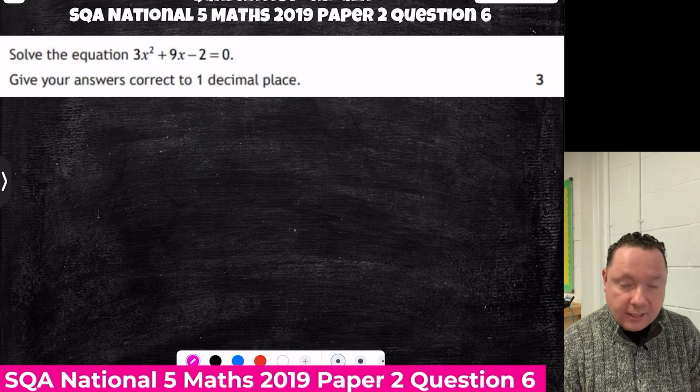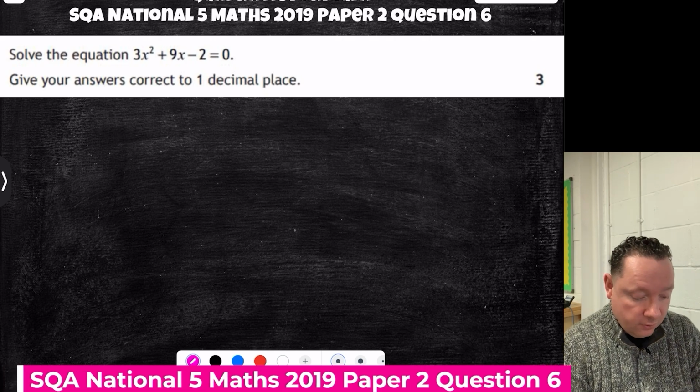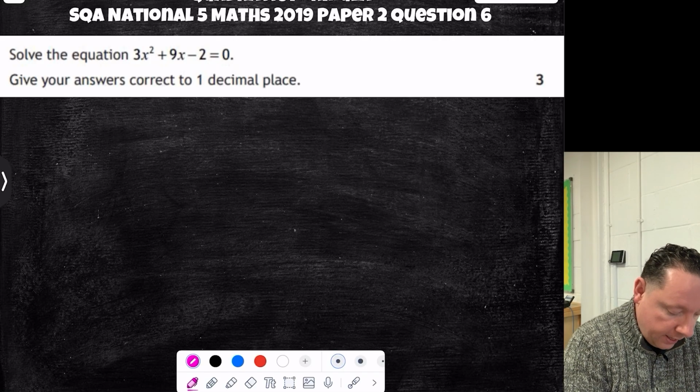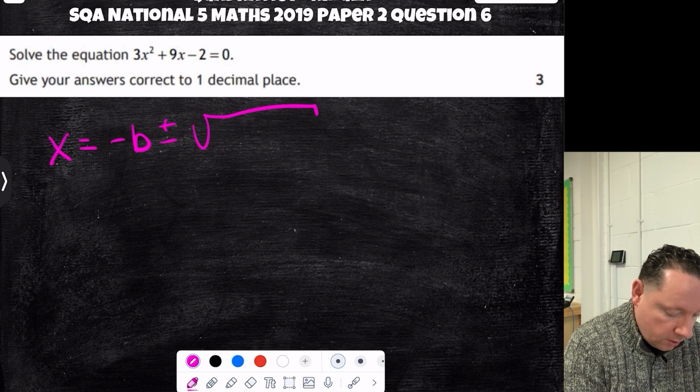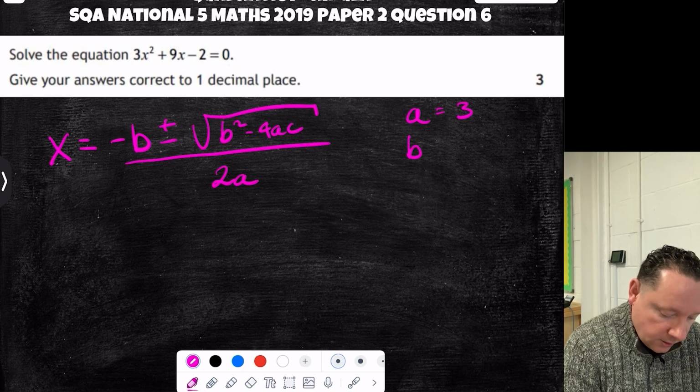SQA National 5 Maths 2019 Paper 2 Question 6. Solve the equation 3x squared plus 9x minus 2 equals 0 to 1 decimal place. Right, it's a quadratic. It's asked me to 1 decimal place, so it's the quadratic formula. So I go to the front of the page and write down the quadratic formula. Minus b plus or minus the square root of b squared minus 4ac all over 2a. Now in this case, a is the number in front of x squared, which is 3. B is the number in front of x, which is 9. And c is minus 2.